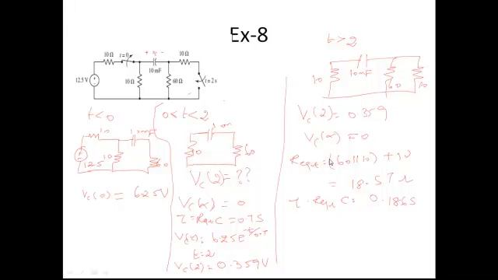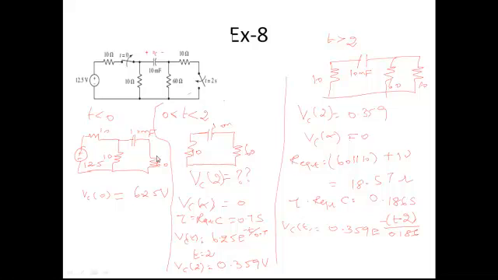So substitute all these values to find the final answer. What is Vc of t? It is nothing but final voltage, which is 0, plus initial voltage 0.359 into e power minus of t minus 2. Here you have to be careful because switching is taking place at time t greater than 2 seconds, so you are writing t naught as 2 seconds here. So e power minus t minus 2 divided by 0.186. This is the final answer Vc of t for this particular network.